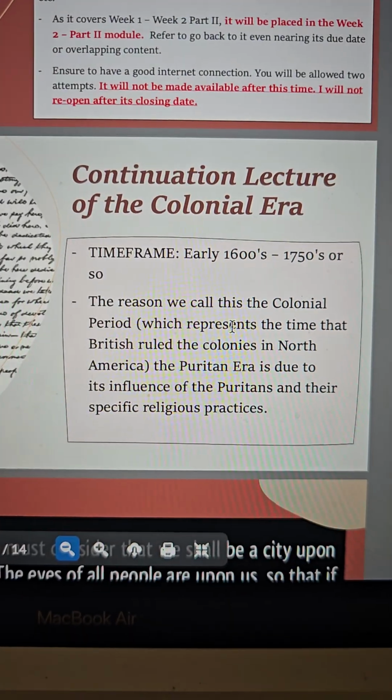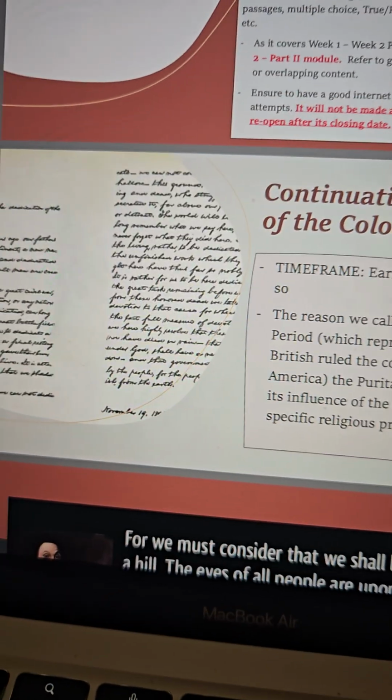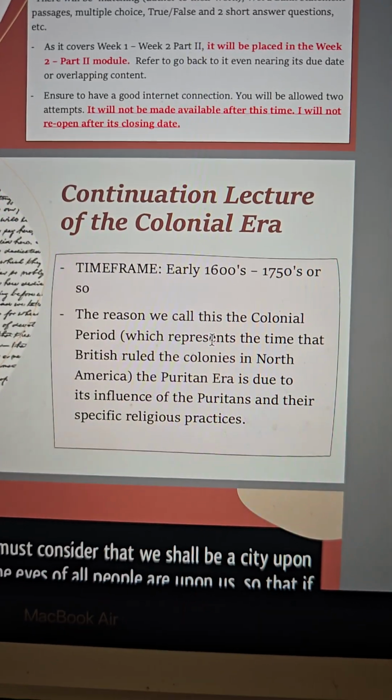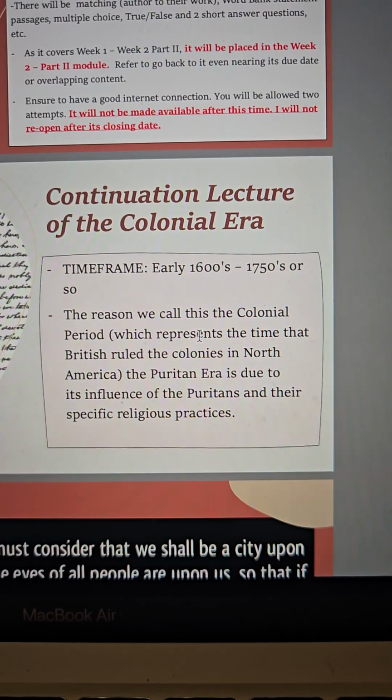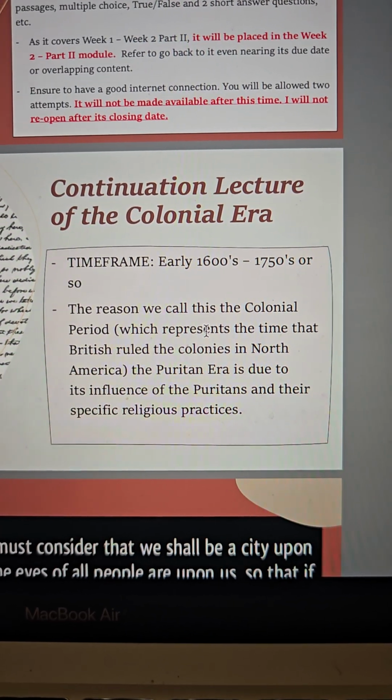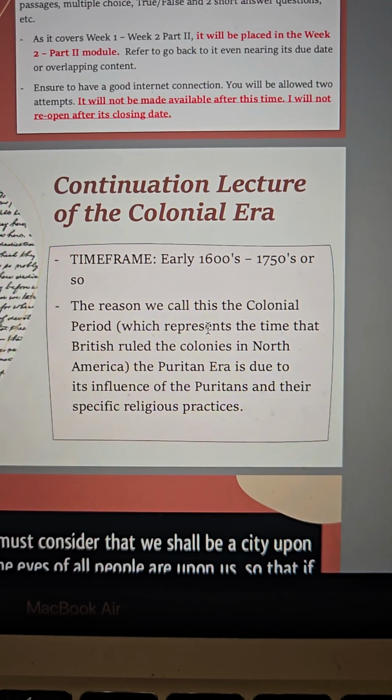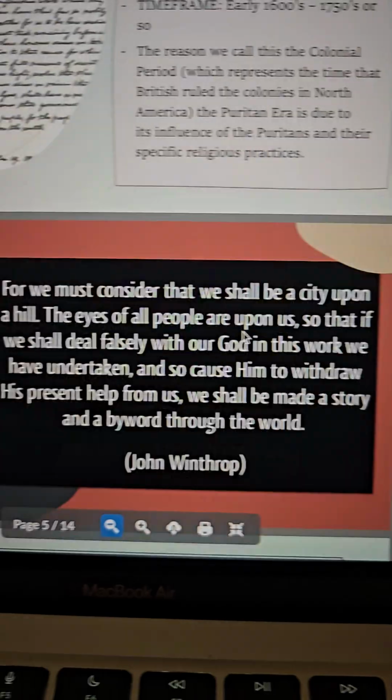So we continue on into our lecture of the colonial era. Got a nice pretty image right here. The time frame, early 1600s to 1750s. The reason why we call this the colonial era, it represents the time of British rule in North America due to the Puritan era and its influence on the Puritans.